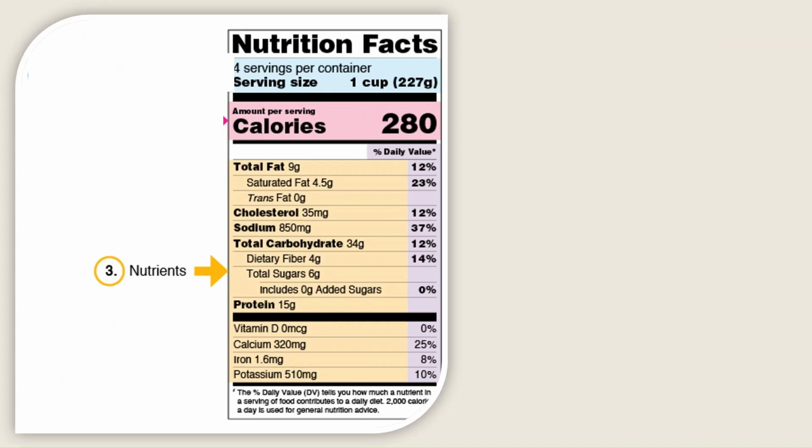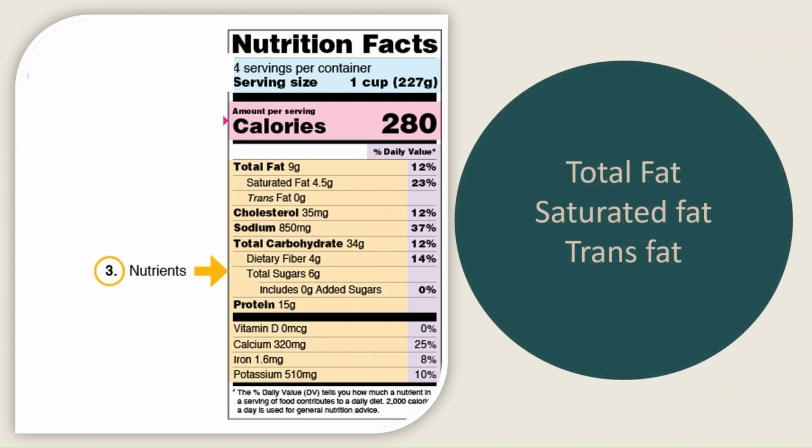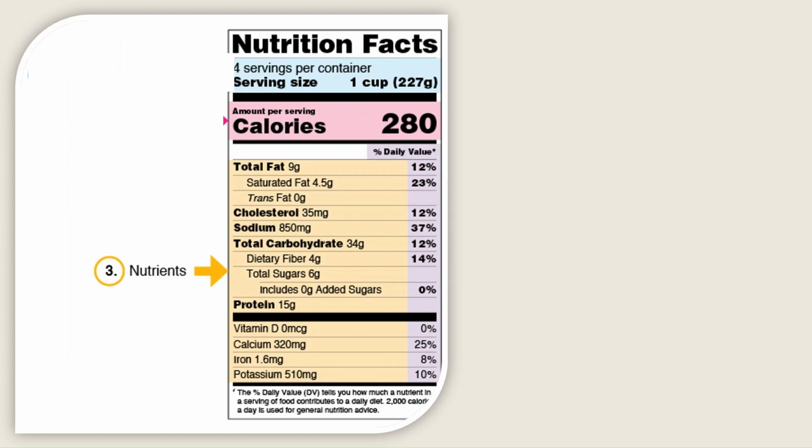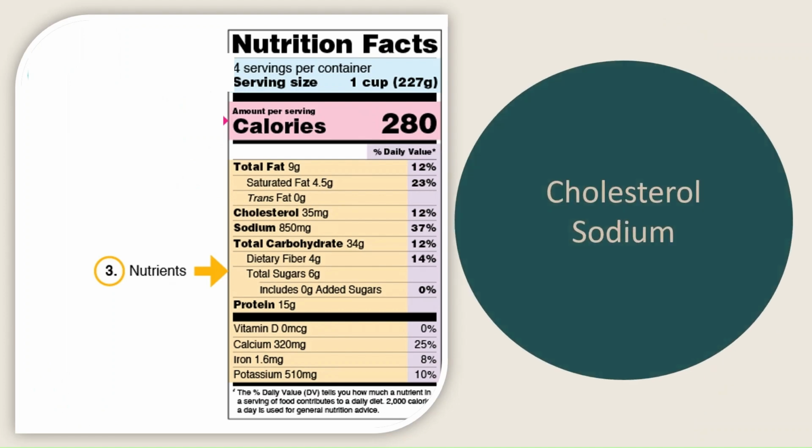The third section on the label shows key nutrients. In this section, you will see total fat as well as saturated fat and trans fat. As an example, this label has 9 grams of total fat. Of those 9 grams, 4.5 grams are saturated and 0 grams are trans fats. That means the remaining 4.5 grams of fat are either poly or monounsaturated fats. Some labels may show the different types of fat, but they're only required to show total fat, saturated fat, and trans fats. Next, you will see cholesterol and sodium.